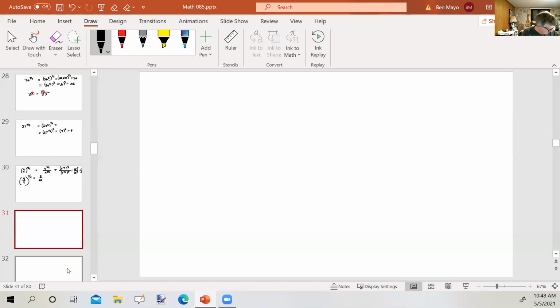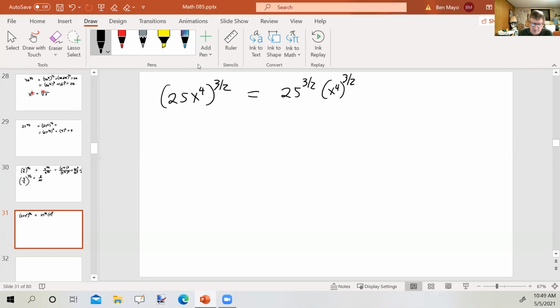Okay. It says, simplify each expression. All variables represent positive real numbers. So in this case, we don't need to worry about absolute value bars. They're saying, assume all the variables are positive. Okay, so we've got 25x to the 4th, all raised to the 3/2 power. I have a product raised to a power, so I'm going to attach the outside power to each factor inside.